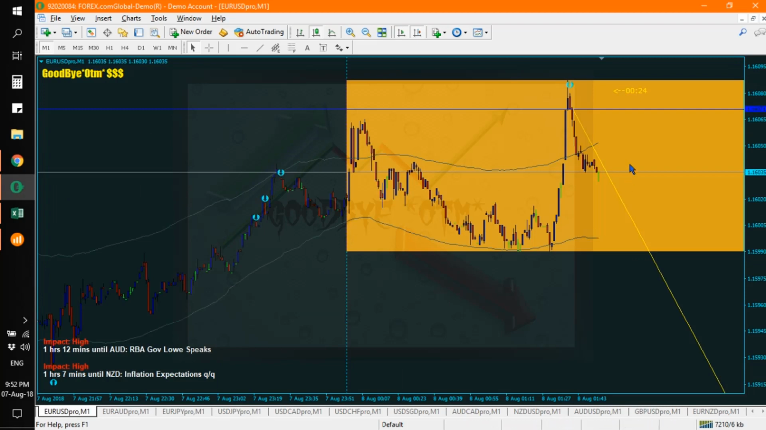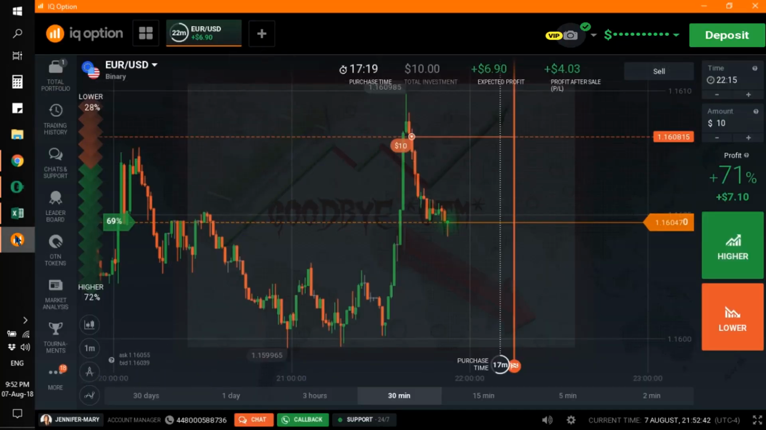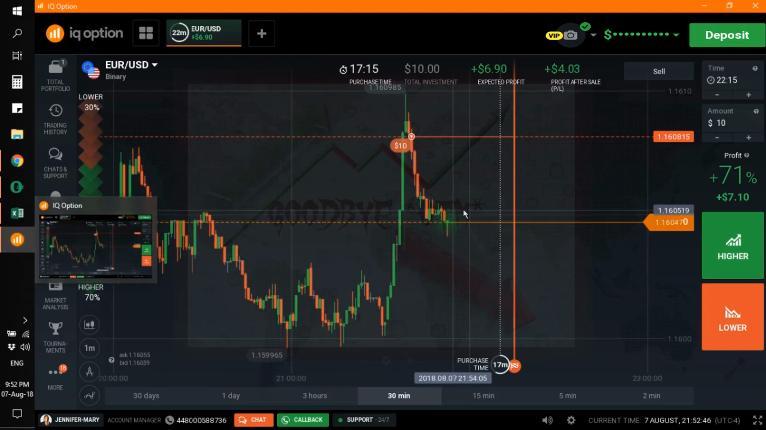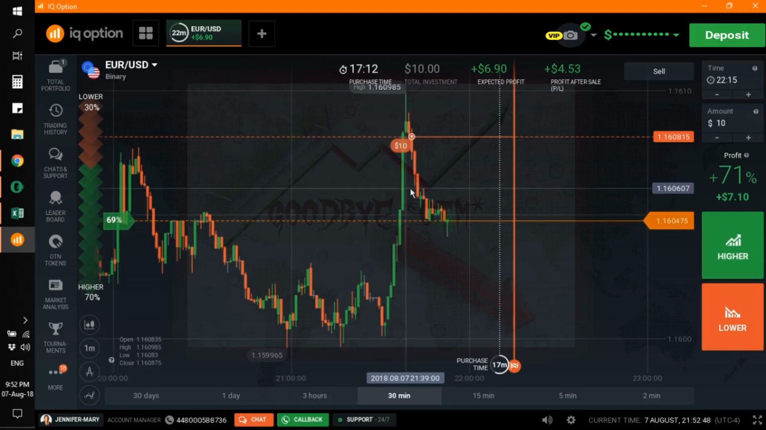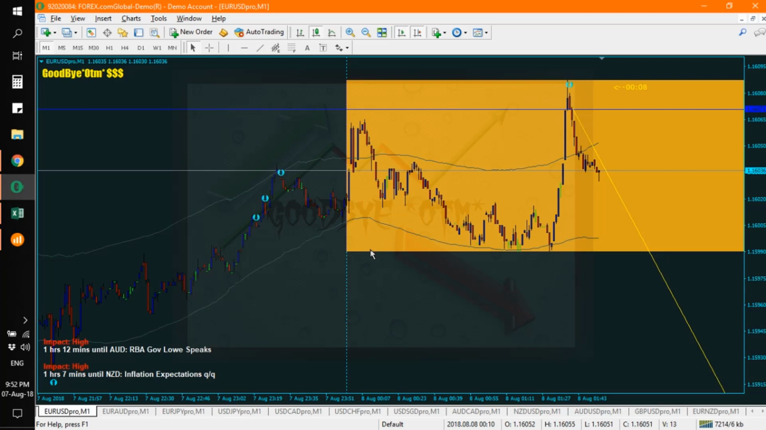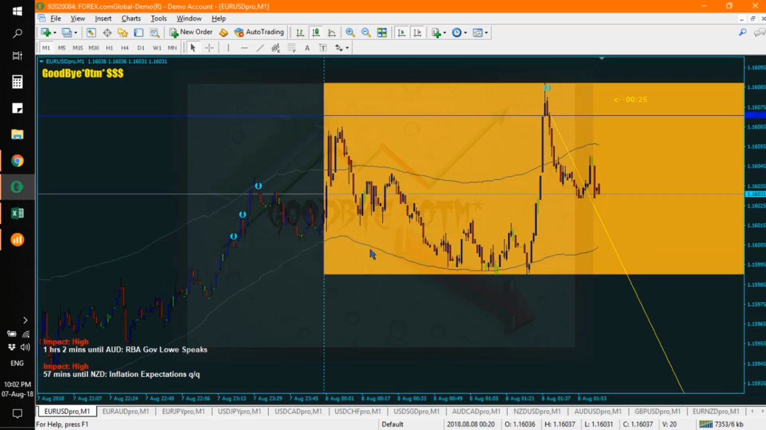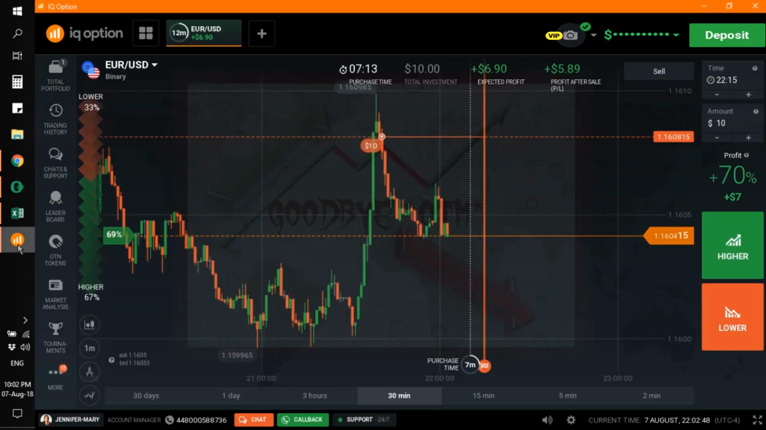So far so good, and we still have some more 20-plus minutes left. Too early to judge this trade, but let's wait until the end of this expiry. Okay, so far we're looking good. Still 12 minutes to go, guys. Let's wait and see.